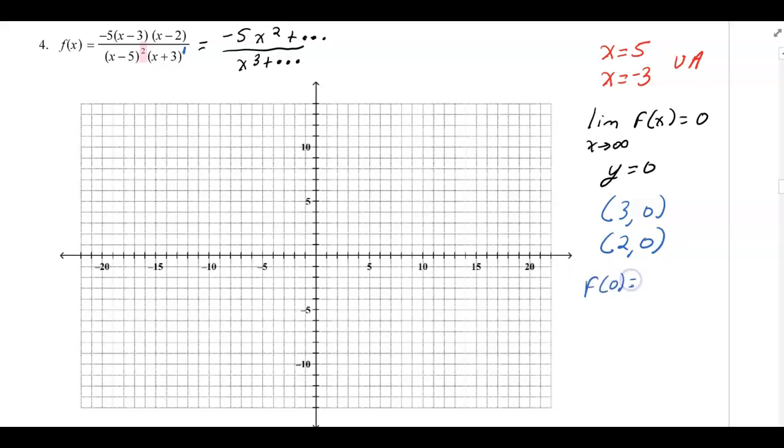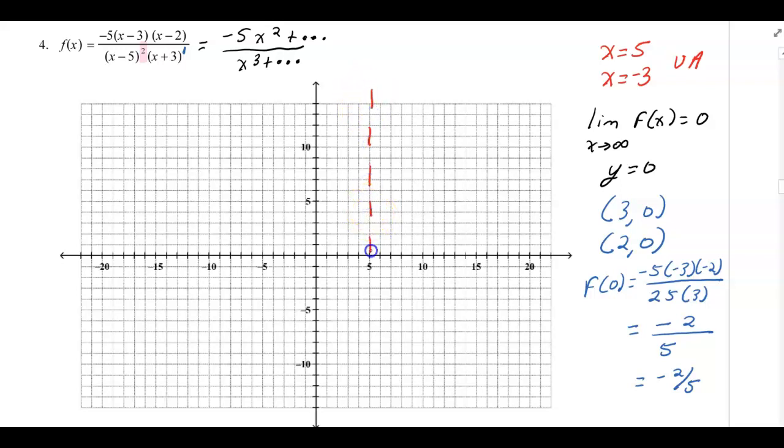And to find the y-intercept, we're going to find f of 0, which is -5 times -3 times -2, divided by 25 times 3. You can see we could reduce, so the 3's reduce, and the 3 negatives become a negative, so you have -2 divided by 5. So the y-intercept, I believe, is -2/5, and I'm just going to double check my calculation real quick here.